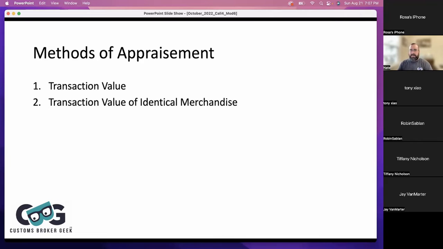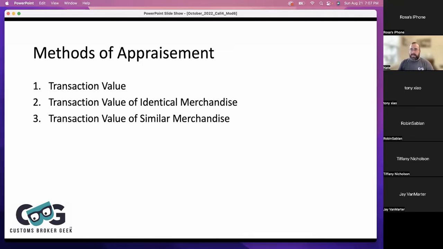what you're looking at is the same exact product in a different transaction, coming from the same shipper to, ideally, the same purchaser, but at least the same shipper to the same country around the same time frame. And then you can use the transaction value from that purchase. And if that doesn't meet the requirements, then you move on to transaction value of similar merchandise, which is basically the same as identical merchandise. If you read the regulations in these 2 sections, they're almost word for word exact. So it's kind of confusing. It trips a lot of people up.